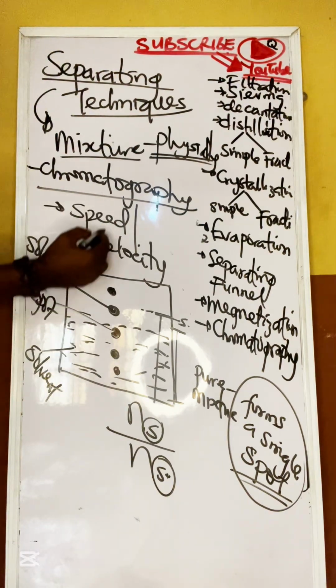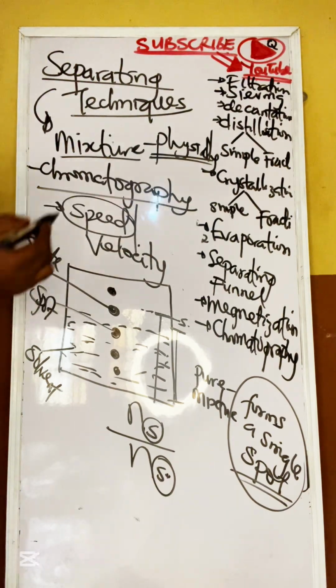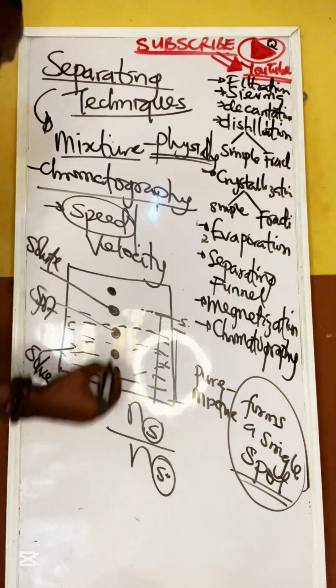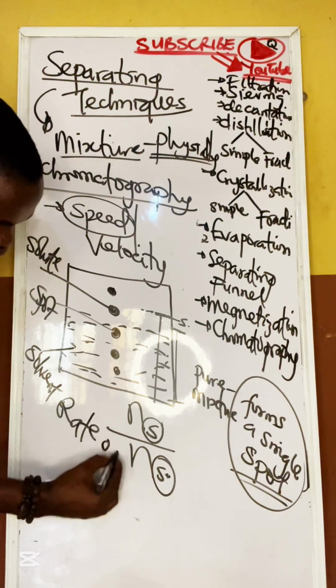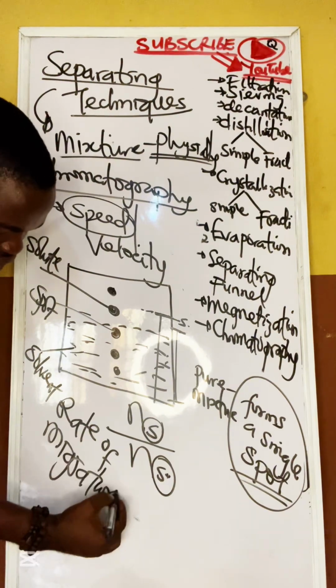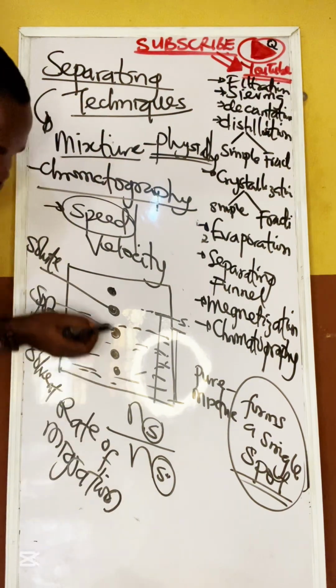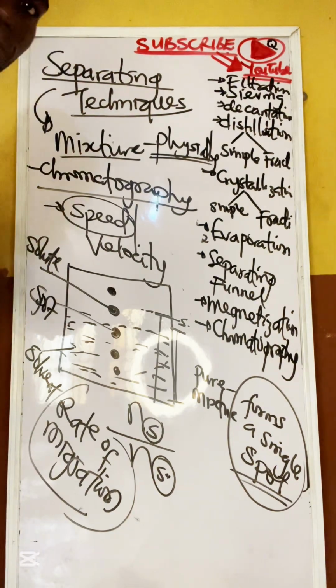So what is the property being used? The speed, you understand, or they call it the rate of migration. In another textbook, you might see what we call rate of migration. In case you don't see speed or velocity, you can see rate of what? Migration, because they are migrating. That's another thing you have to take note of. Okay, rate of migration. That's number 5.